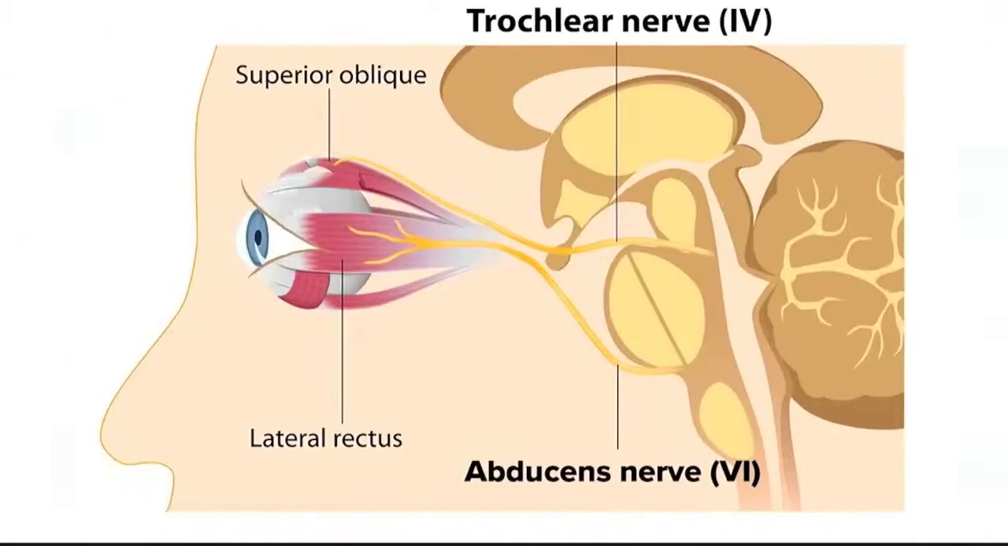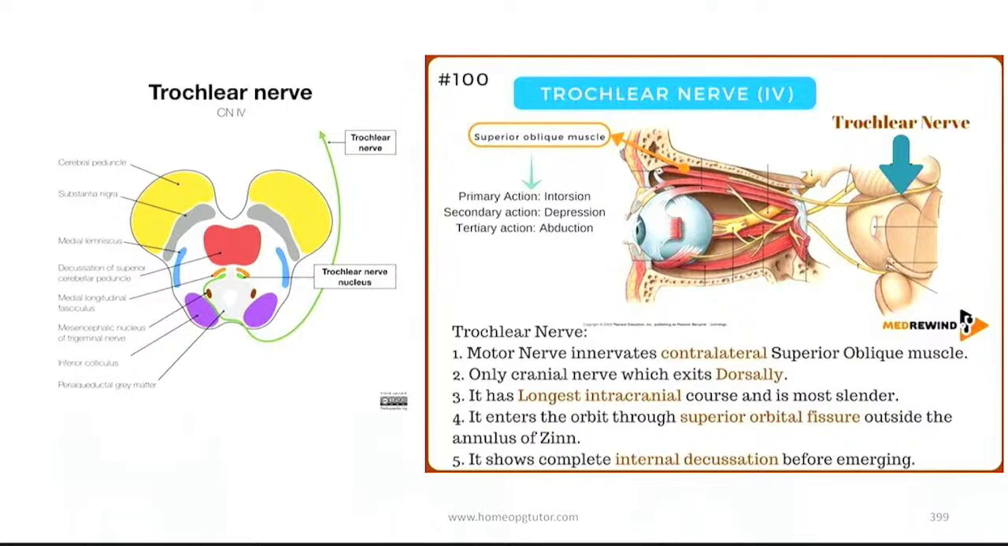So you can see over here, this is the trochlear nerve. You can see it is coming from where? It is coming from the pons. Okay, it is coming from the not pons. It is coming from the midbrain, just above the pons, right? So this one, the trochlear nerve, emerges from the midbrain posteriorly.